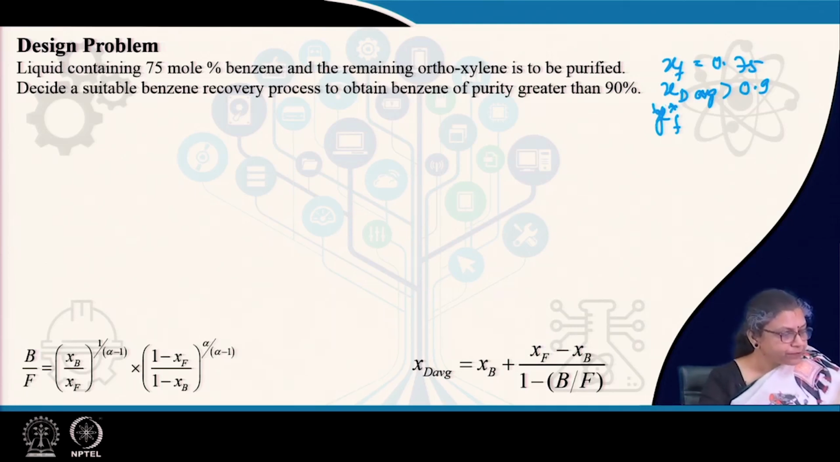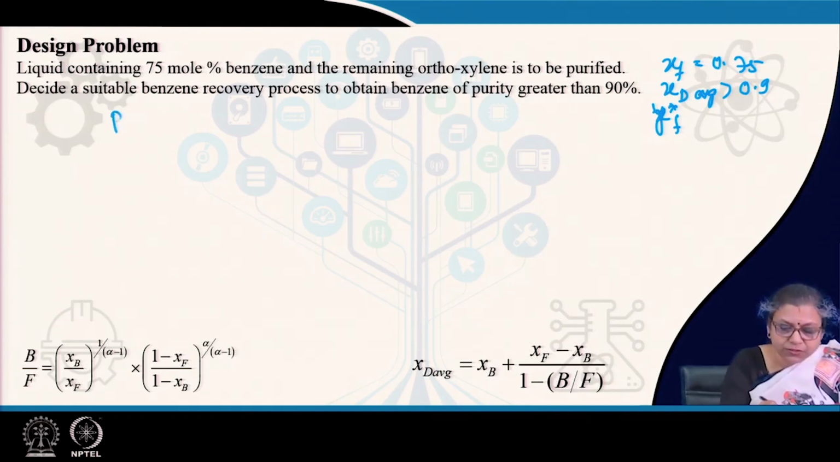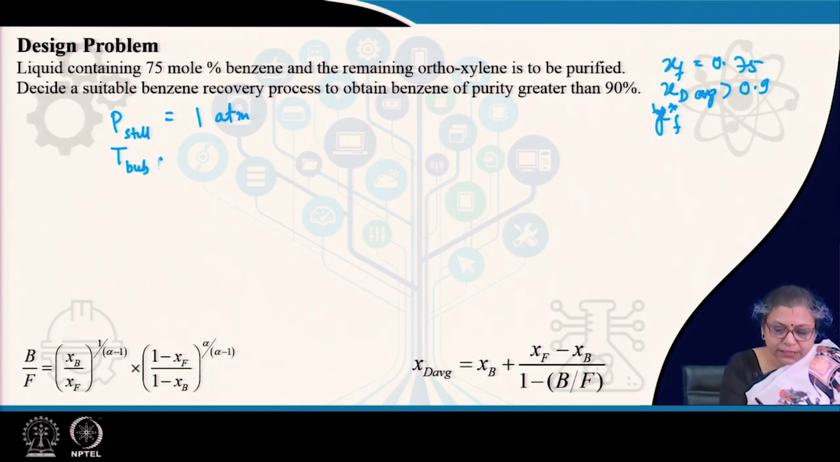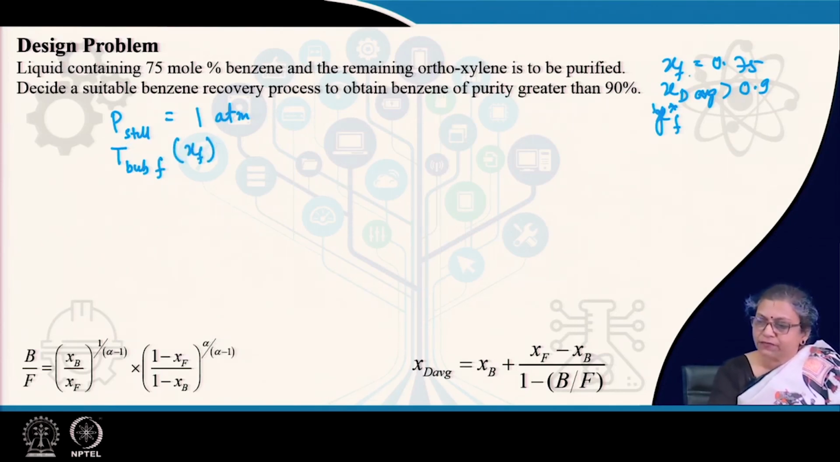If you do it, for this particular case, we assume that the pressure of the feed is maintained constant at, say, 1 atmosphere, and in that case you can find out what will be the T bubble point of the feed for XF. How do you do it? You know the XF composition.